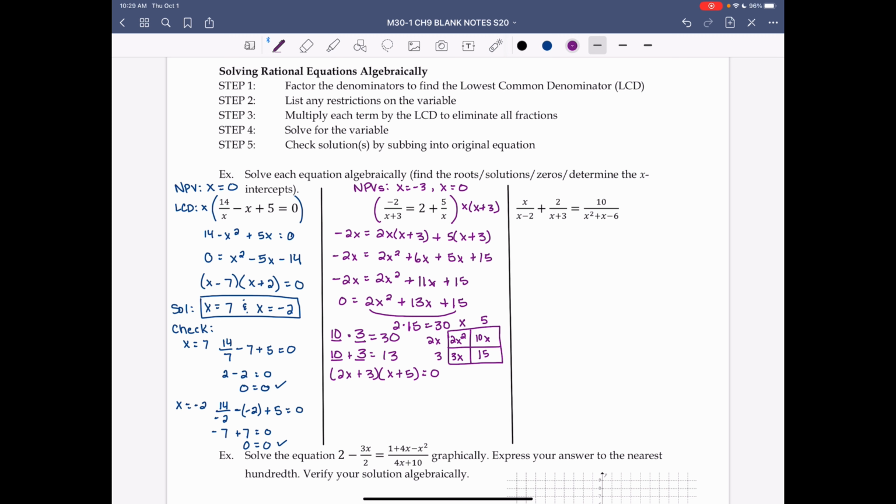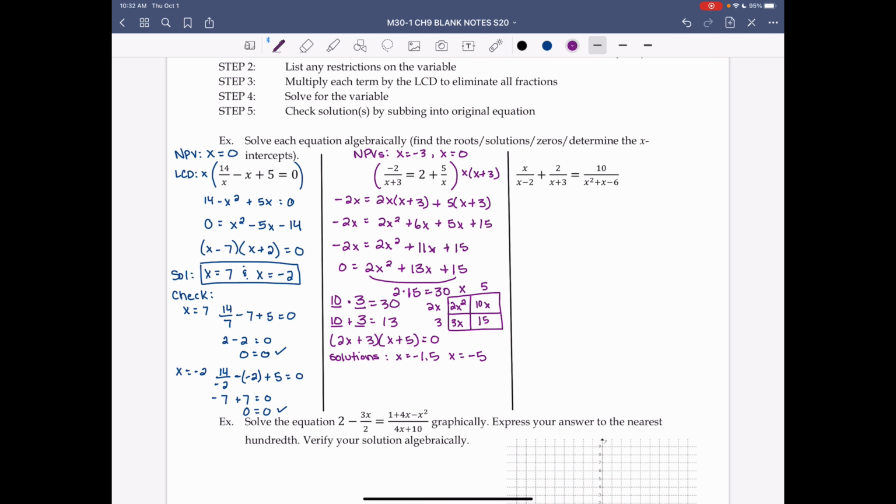Then we want to get our solutions. From each of our factors, 2x plus 3 equals 0. If we subtract 3 from both sides, we get negative 3 equals 2x. Divide by 2, we get negative 3 over 2, or x equals negative 1.5. And then for x plus 5 equals 0, subtract 5 from both sides, we get x equals negative 5. Last step is to check our solutions. So looking at our NPVs, x equals negative 3 and x equals 0 are the NPVs. Neither of our solutions are those values, so that's okay.